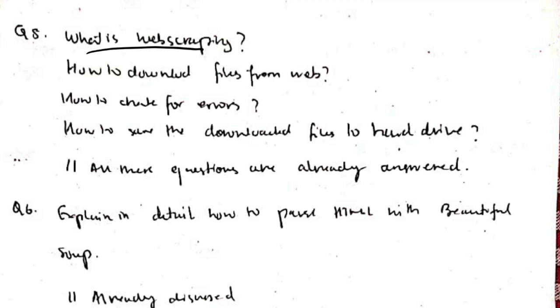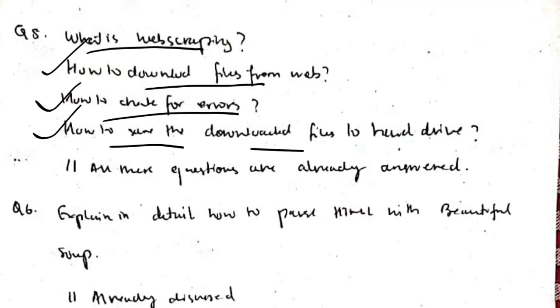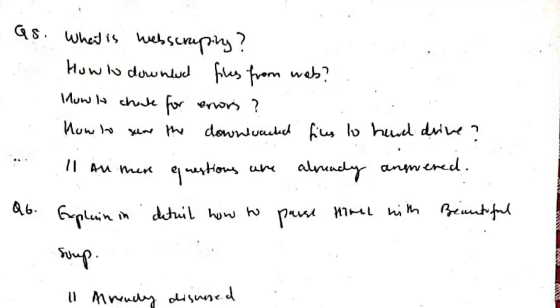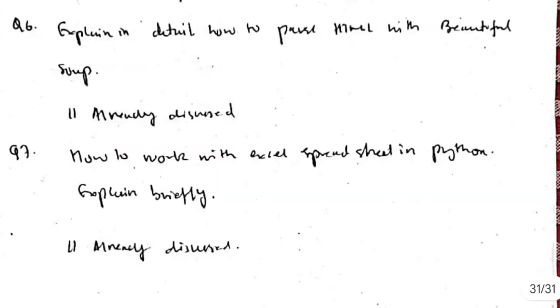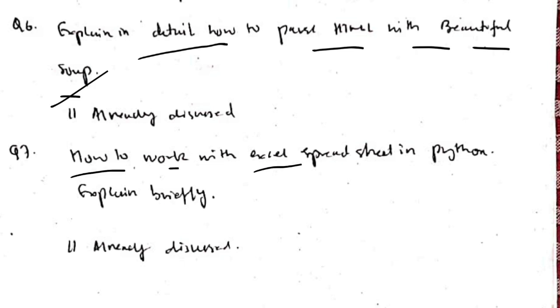The next question is how to save the downloaded file into the hard drive. These four exact questions are discussed in the theoretical topics. The same goes for how to parse HTML with the Beautiful Soup module, which is discussed. And the final question, how to work with Excel spreadsheets in Python, explain briefly. This question has already been discussed in the theoretical topics in much detail, so you can refer to that.